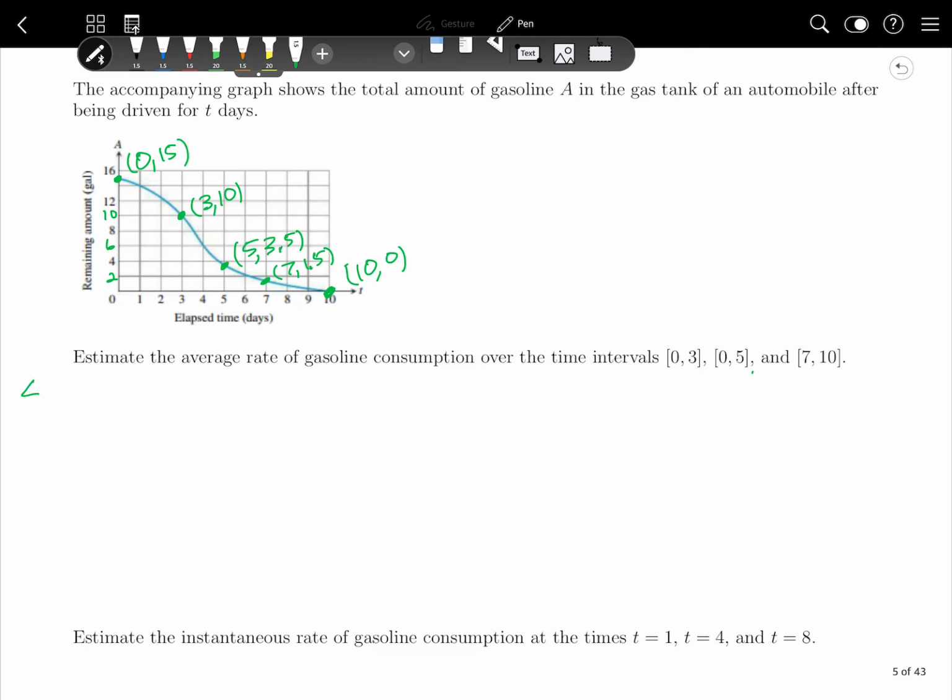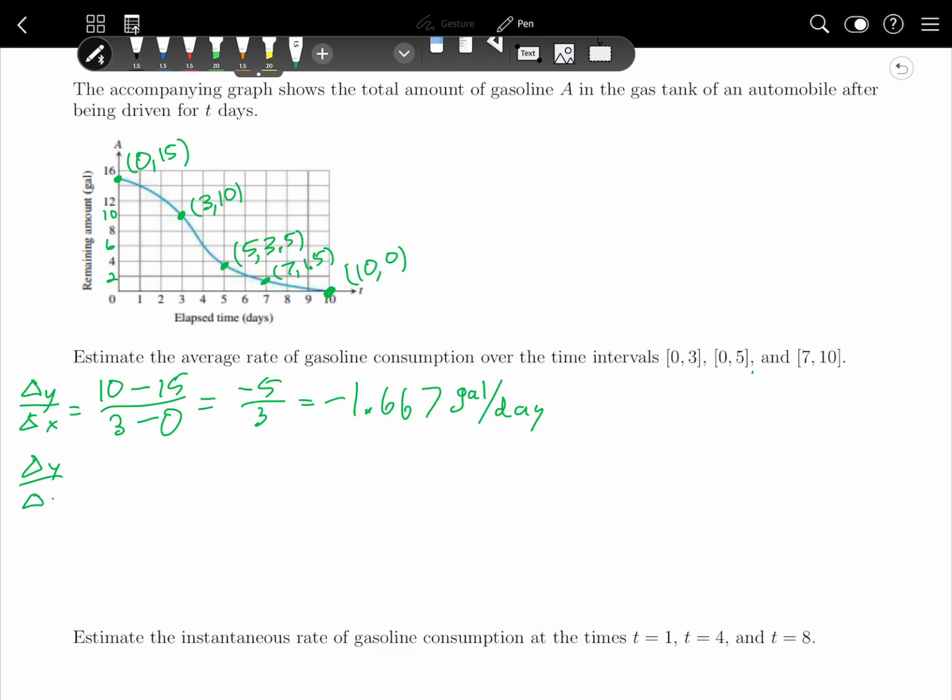To find the average rate of change from 0 to 3, I just take y at 3 minus y at 0, over 3 minus 0. So this would be negative 5 over positive 3, which is negative 1.667. So the average rate of gasoline consumption over those first 3 days was negative 1.667 gallons per day we're using.